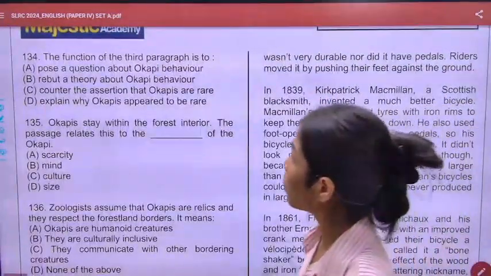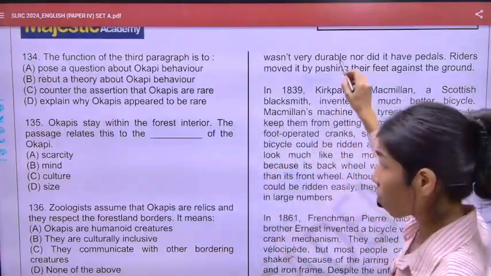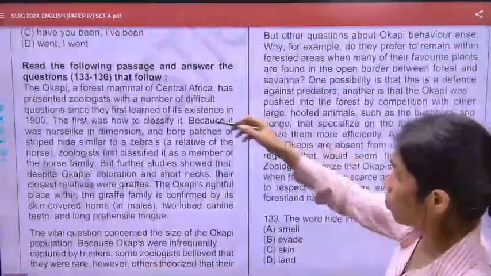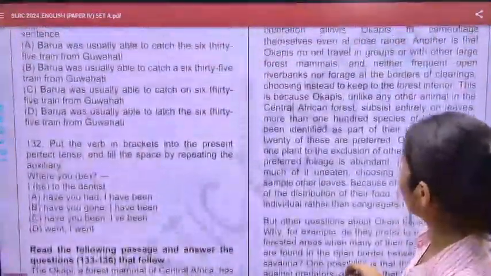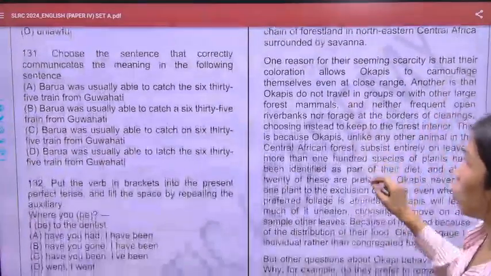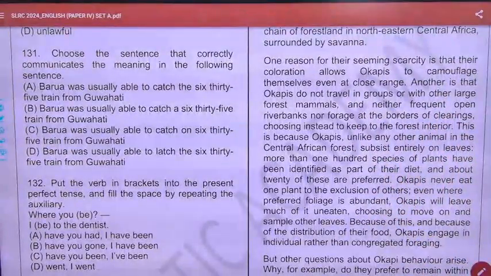The function of the third paragraph is to. This one is the first, this one is the second, and this one is the third. So what did it say in the third paragraph? One reason for their seeming scarcity is that their coloration allows okapis to camouflage themselves even at close range.